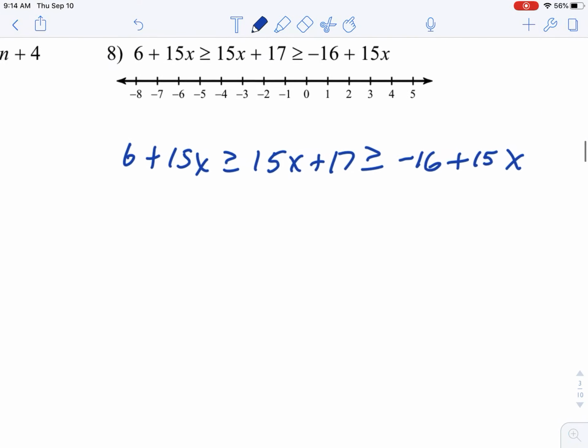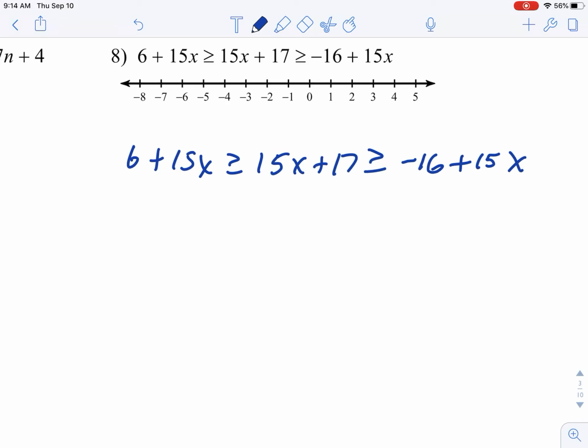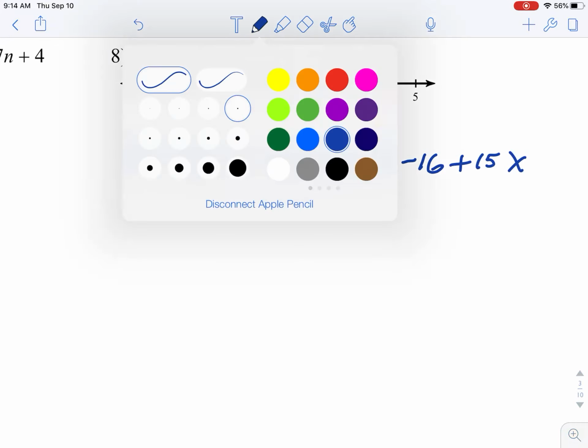Number 8. So is this a disjunction or a conjunction? If it's linked together in one long strand like this, it is a conjunction. Now, we can try to solve it as it sits. This is very interesting. So we have our left, right, and middle. And I notice that we have like terms here, here, and here. And they are all the same term. They're all 15x.